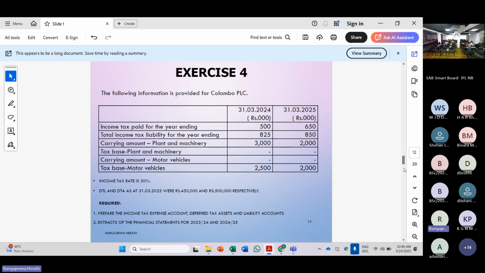You have a similar activity in exercise 4. In exercise 4, you see the carrying amount of plant and machinery is 3000, tax base 0. Once it becomes 0, thereafter it stays 0. In the second year also the tax base is 0, but the carrying amount is 2000. The motor vehicle carrying amount is 0, which means it is fully depreciated for accounting purposes. Once fully depreciated, it does not depreciate again. And the tax base of 2500 reduced to 2000. Now we can prepare that table. We prepare the previous one, the carrying amount and tax base, and calculate the profit. Can you?